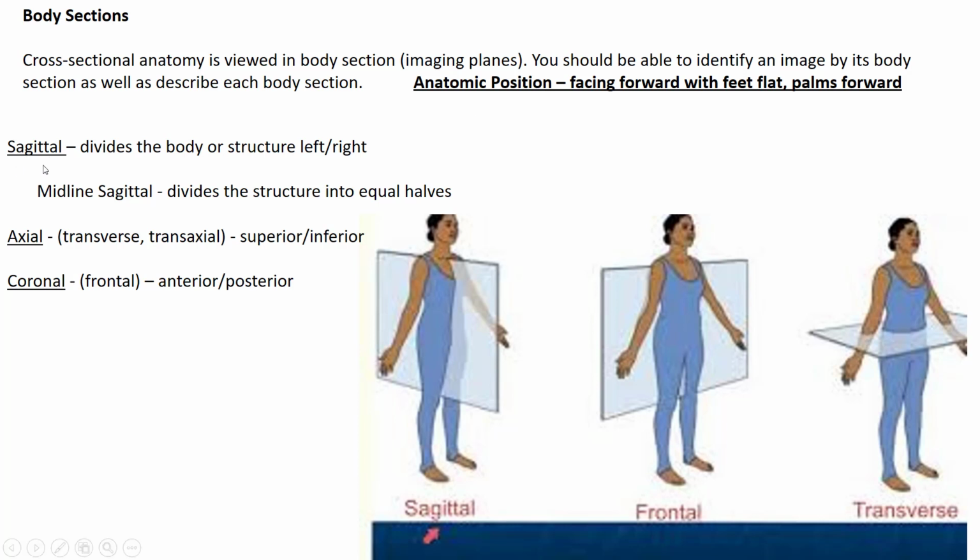So once again, the sagittal divides a body structure left or right, and a midline sagittal divides that body or specific body part down the center. So this is a midline sagittal right here. It's dividing the body exactly in half, right and left. An axial divides a body into superior and inferior portions, and the coronal divides the body into anterior and posterior portions.